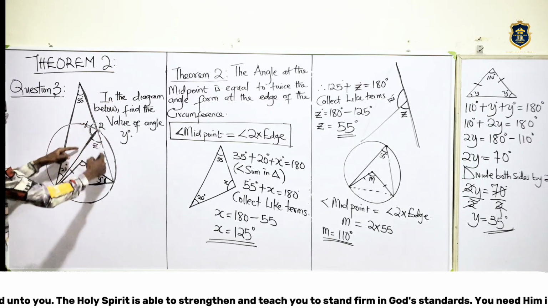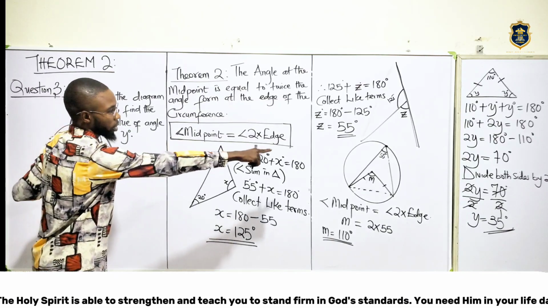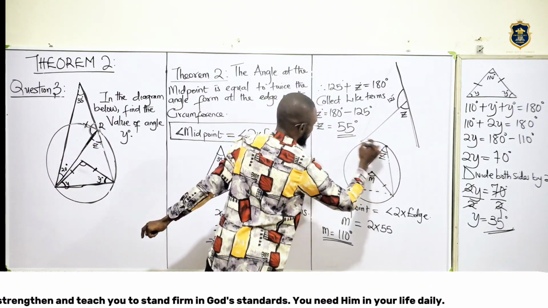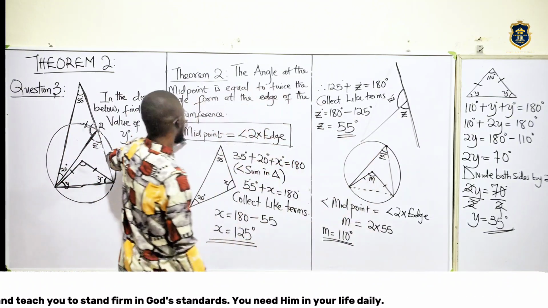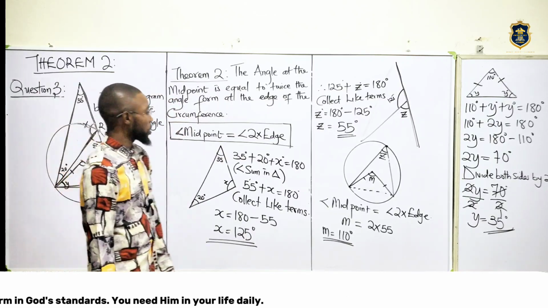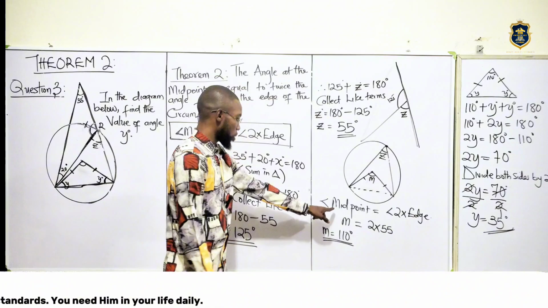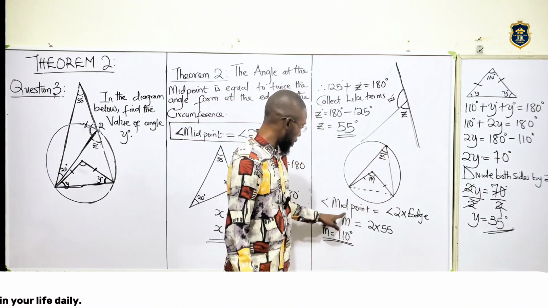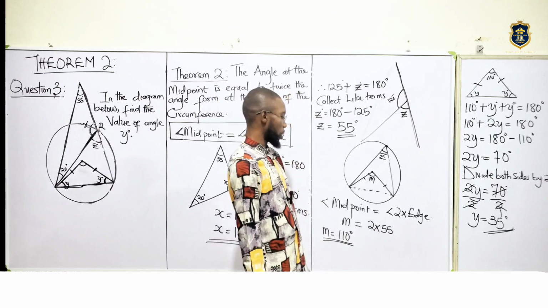Having gotten z, we can see now that we have that problem there. This was the z that we found, which was 55. And you know what this theorem is? It's theorem 2 that we'll be treating. So 2 times this angle is equal to this angle. That's how I said the midpoint angle is equal to twice the angle at the edge. So the midpoint angle is equal to 2 times the angle at the edge.